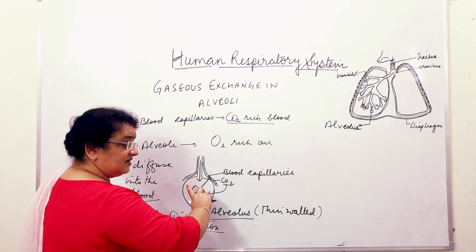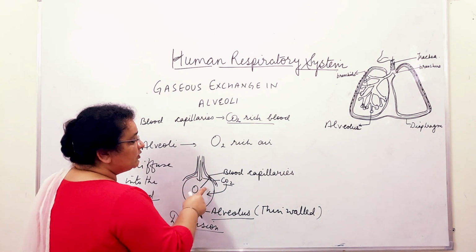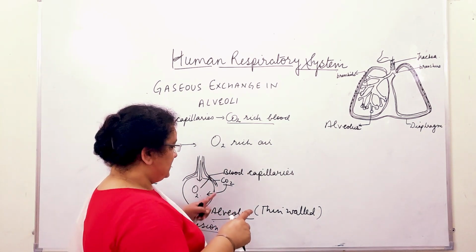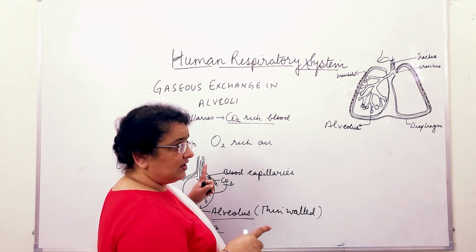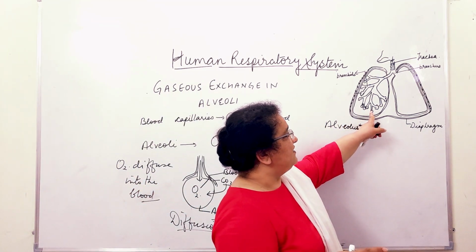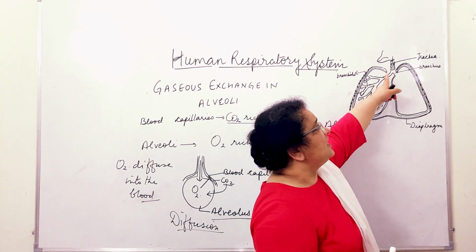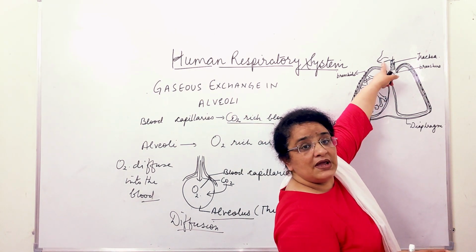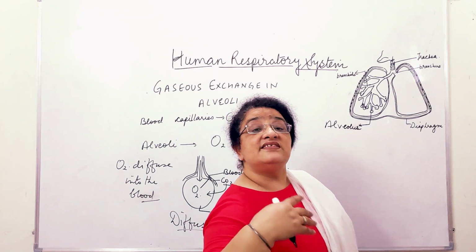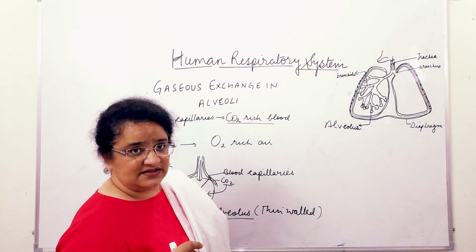With the help of diffusion, there is exchange of gases between the alveoli and the blood capillaries. Once there is complete exchange, this carbon dioxide rich air goes from the alveolus to the bronchiole, from the bronchiole to the bronchus, then from the bronchus to the windpipe, and through the nostrils it is exhaled out. That is exhalation.